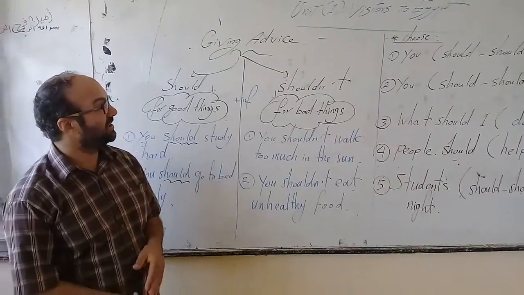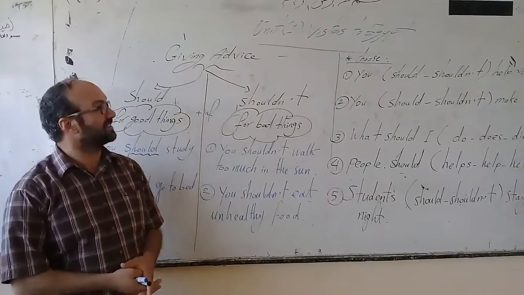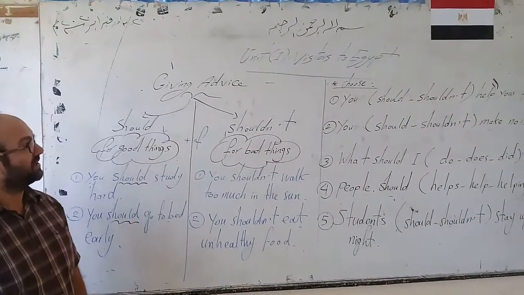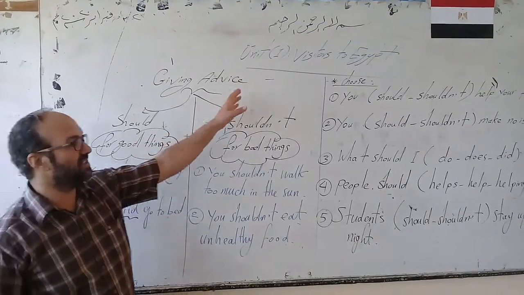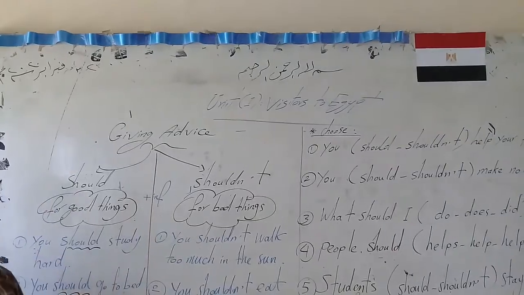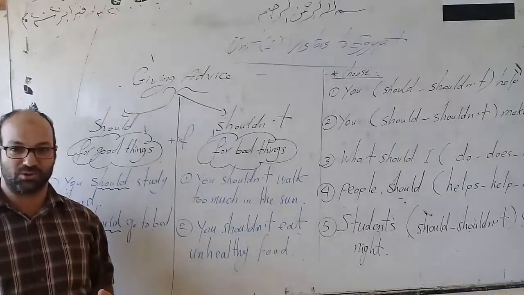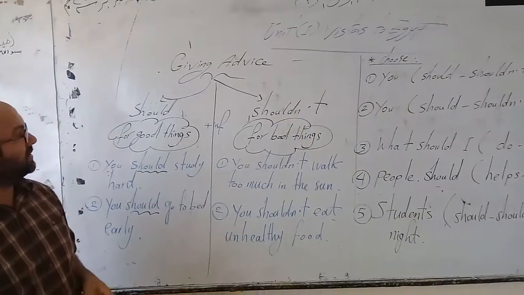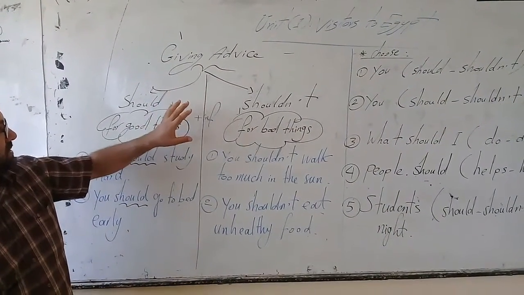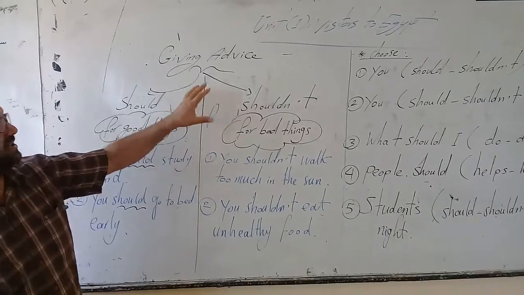Dear students, today we will talk about Unit 1, the third preparatory. Unit 1 talks about visitors to Egypt. Visitors means tourists who come from abroad. Today we will talk about the grammar of this unit. This grammar is about giving advice.